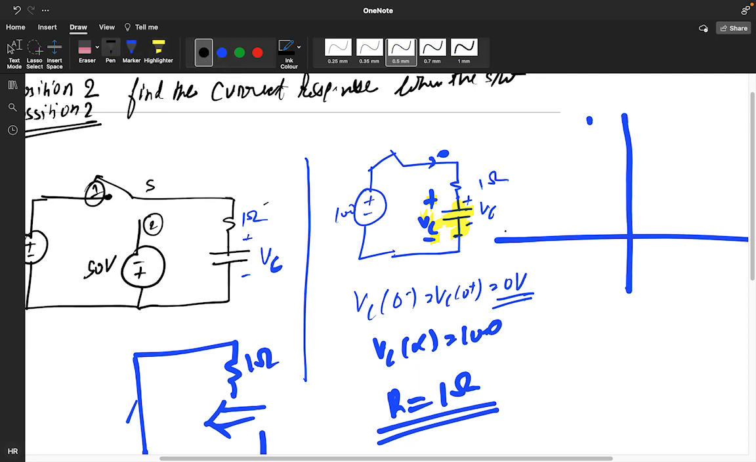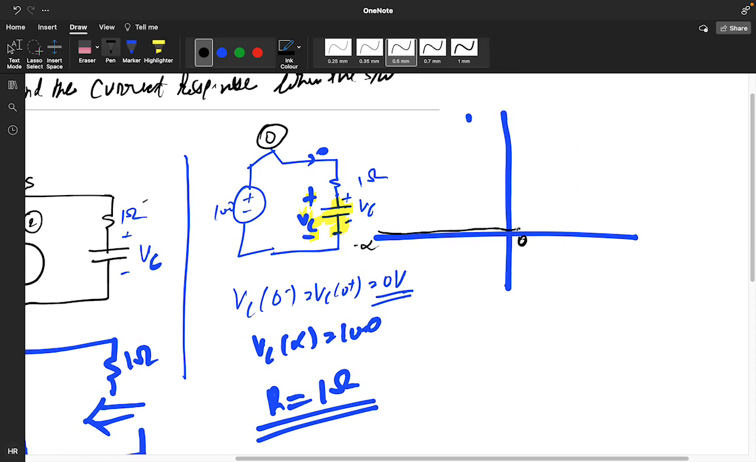My capacitor voltage was 0 from minus infinity to 0. So at 0 plus it starts charging, because we are connecting at position 0. Now I am assuming this will get charged till infinity. At infinity it will be 100 only. But in between, the transient is happening.